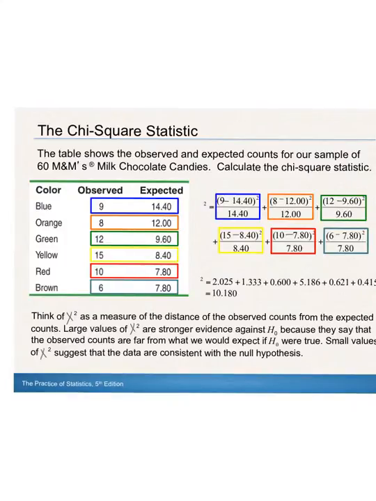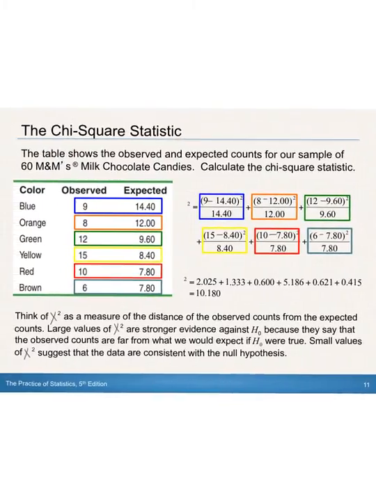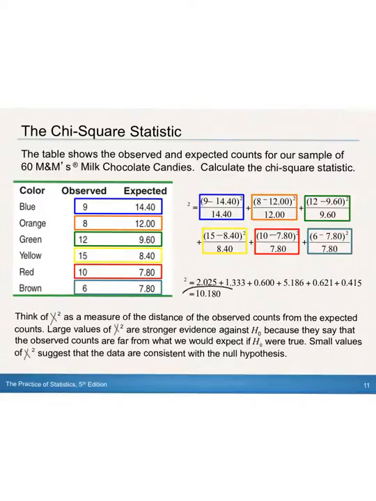So here we have a step-by-step, and color-coded for those of you who like color-coded. So basically you're taking your observed minus your expected, square it, and divide by the expected. Then you continue to do that for all of the different categories, add them all up, and you get your chi-square statistic. Here, in this case, it's 10.180.